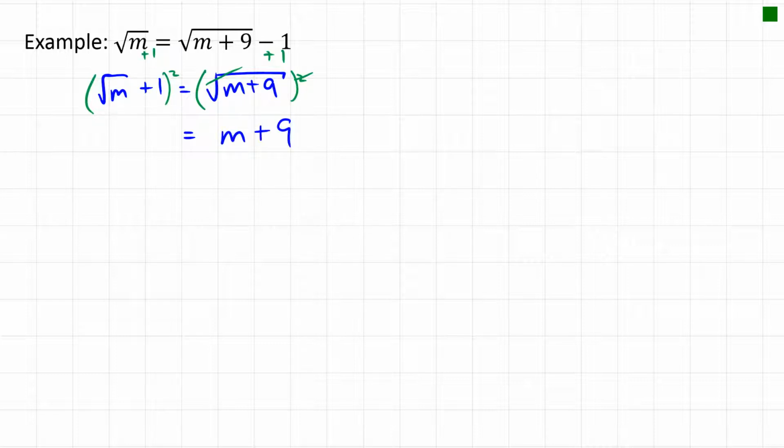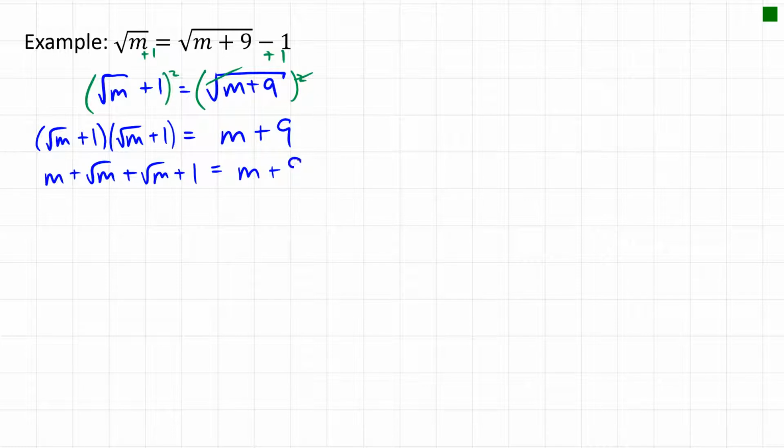And that's just about making this as simple and as quick as possible. So on the right-hand side now I'm left with m plus 9, and that's great. On the left-hand side I've got some multiplication to do because I have to FOIL this two-term item squared. First would be root m times root m, which is just m. And then I have root m times 1, so that's plus root m, plus root m, plus 1. So I've FOILed that left-hand side. Now I can simplify, so that would be 2 root m plus 1 equals m plus 9.